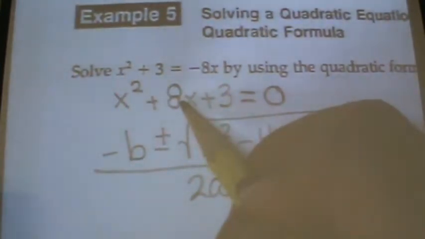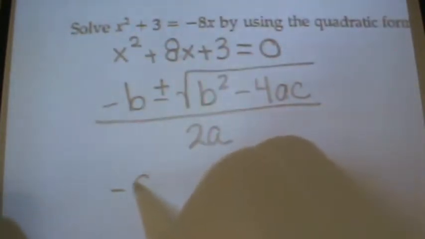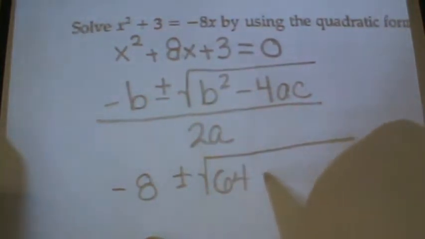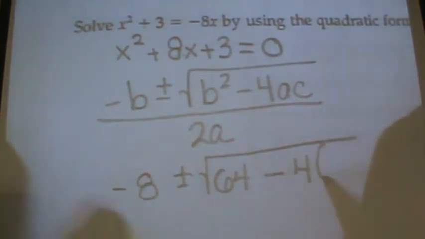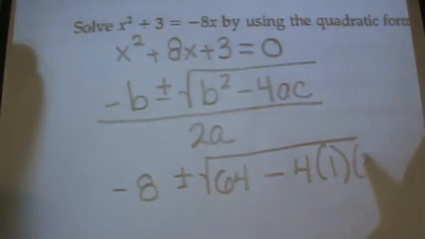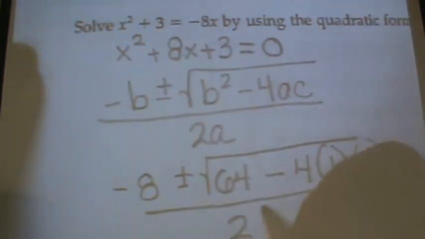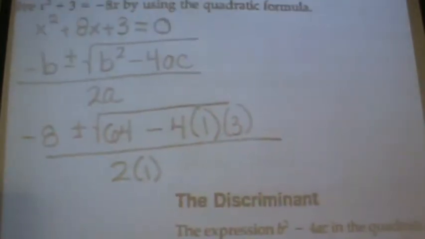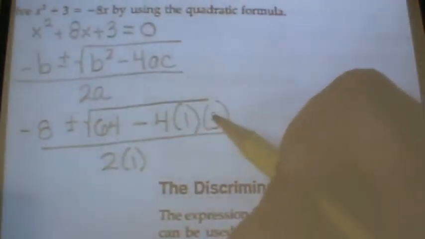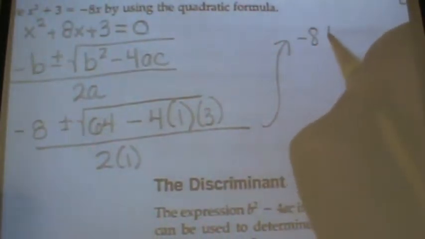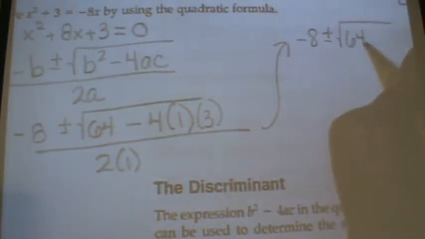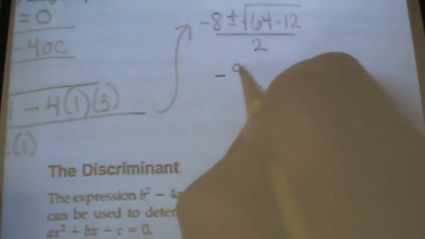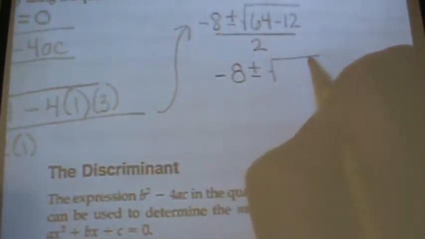So 8 is your b value. What's the opposite of 8? Negative 8. Square that b value. Subtract 4 times the a, which is 1, times 3, all over 2 times 1. Okay, what do I do next? Make this a 12, so negative 8 plus or minus root 64 minus 12, all over 2. Then what? You subtract. That's 52.